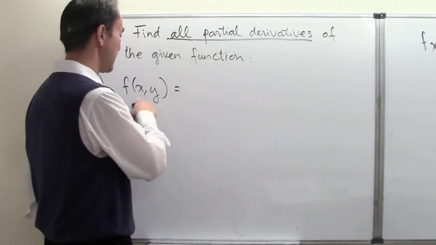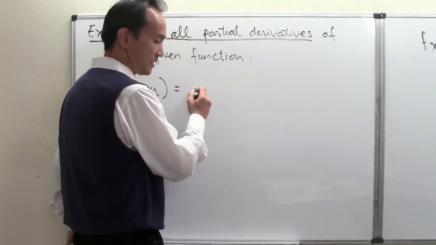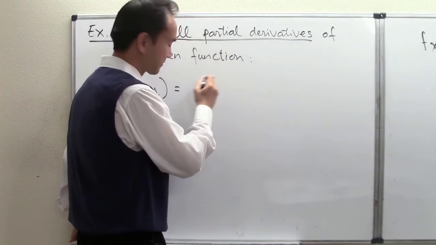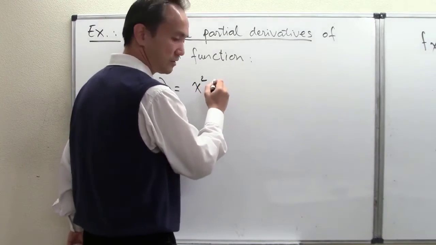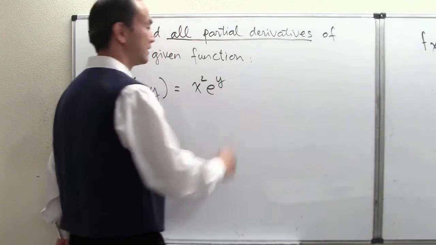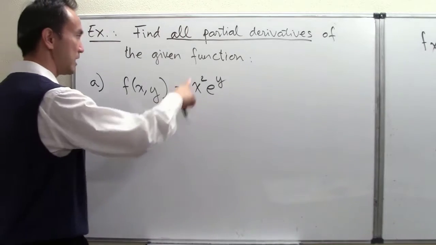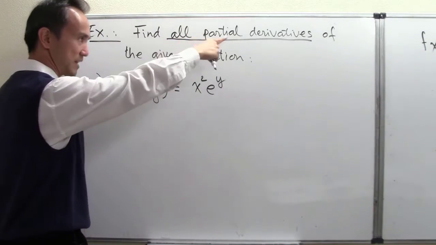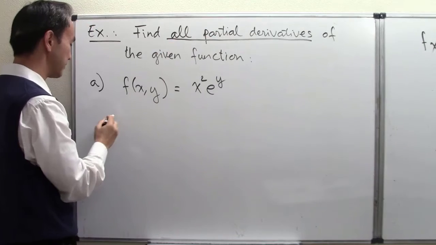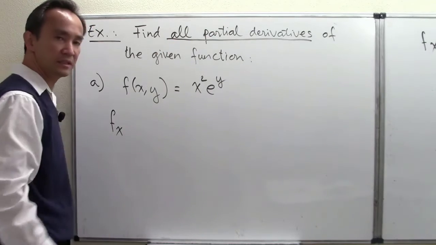Okay, so my f of x, y here is x squared e to the y. Okay, x squared e to the y. All right, so now getting into it, like I've been explaining, all partial derivatives. First thing I'm going to find is f_x.